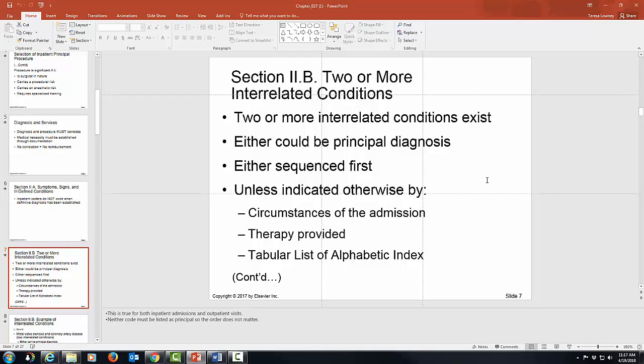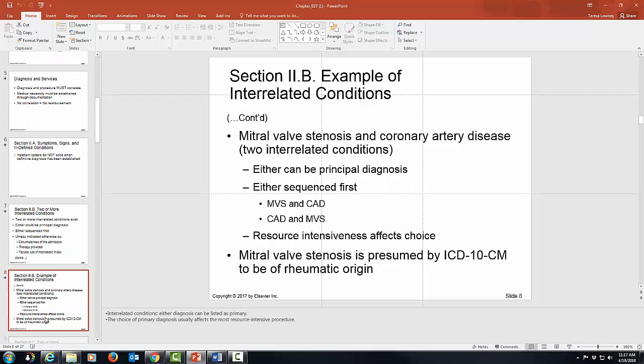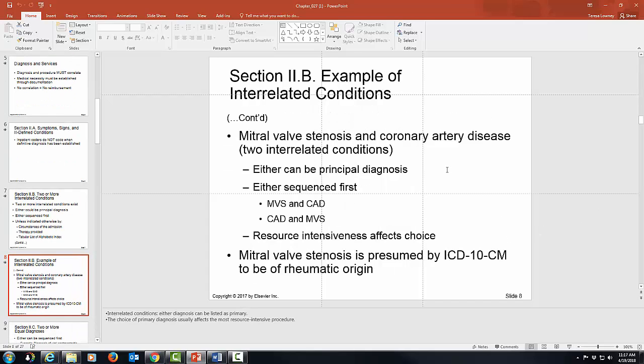Section 2B, when there's two or more interrelated conditions. So two or more interrelated conditions exist. Either can be the principal diagnosis, either can be sequenced first, unless it's indicated otherwise by the circumstances of the admission, the therapy provided, the tabular list or the alphabetical index. For example, mitral valve stenosis and coronary artery disease. They're two interrelated. They're both cardiac diseases. Either can be the principal diagnosis, either can be sequenced first, MVS versus CAD.